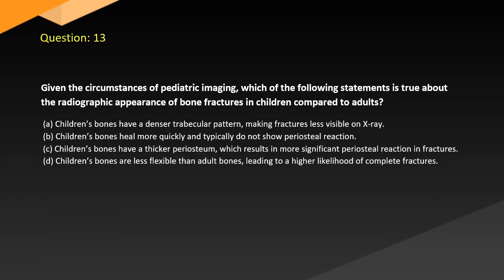Question 13. Given the circumstances of pediatric imaging, which of the following statements is true about the radiographic appearance of bone fractures in children compared to adults? A. Children's bones have denser trabecular pattern, making fractures less visible on X-ray. B. Children's bones heal more quickly and typically do not show periosteal reaction. C. Children's bones have thicker periosteum, which results in more significant periosteal reaction in fractures. D. Children's bones are less flexible than adult bones, leading to higher likelihood of complete fractures.